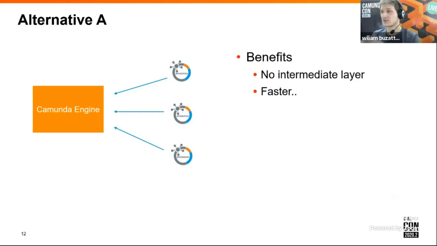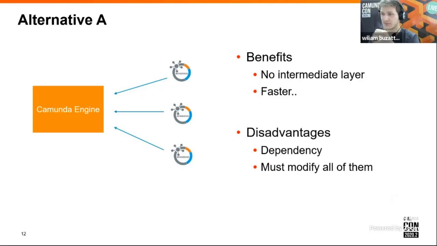Okay, that's something you can do, but maybe someone thinks it's faster and you don't have an intermediate layer, but other people think that's not nice because you have to modify all of your microservices. You have to do polling. Imagine you have 10 or 20 microservices and everyone is doing polling, and maybe it's not cool. And you have a direct dependency between your microservices and the Camunda engine.